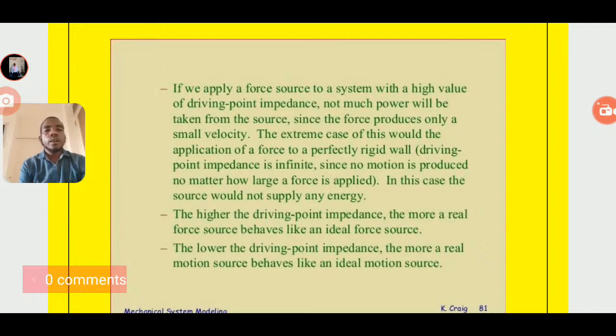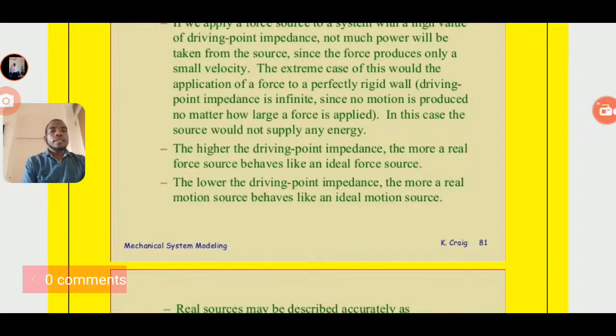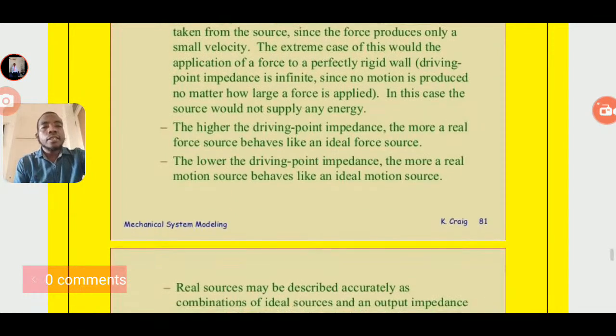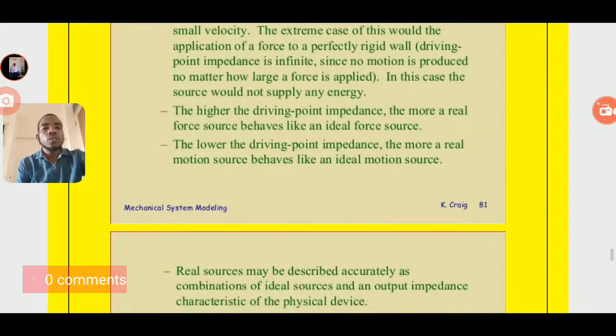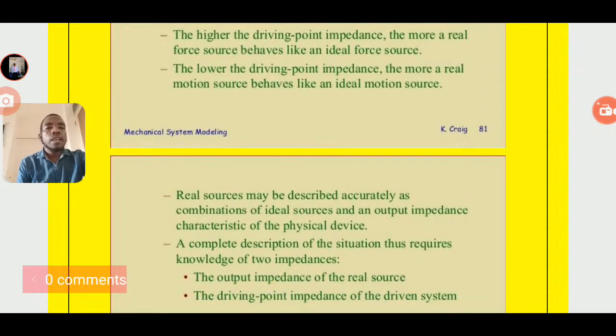Consider the application of a force to a perfectly rigid wall. The driving point impedance is infinite, since no motion is produced no matter how large the force applied. In this case, the source will not supply any energy. So the higher the driving point impedance, the more a real force source behaves like an ideal force source. The lower the driving point impedance, the more a real motion source behaves like an ideal motion source.